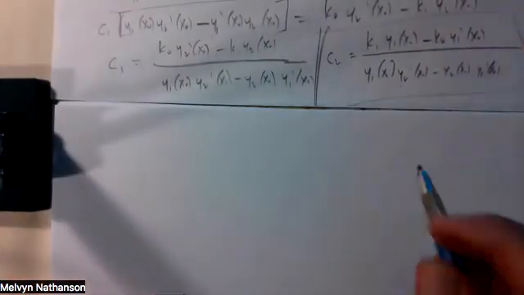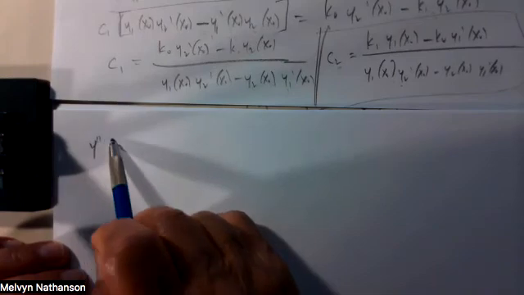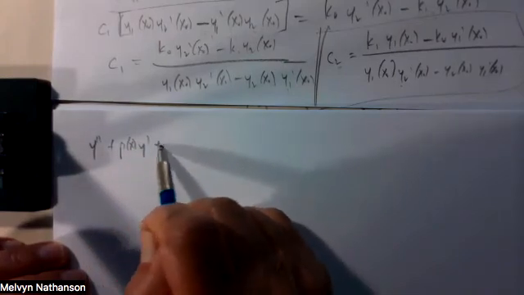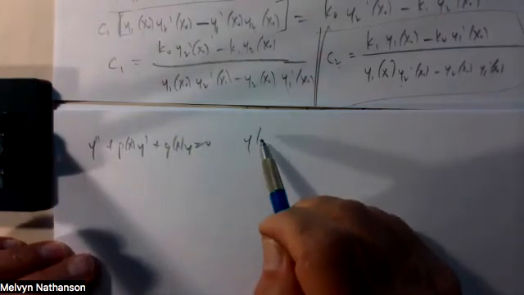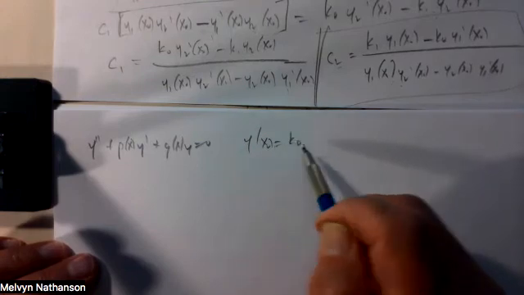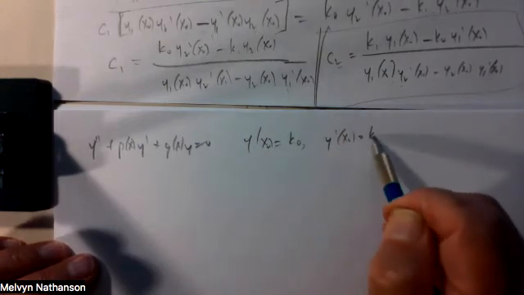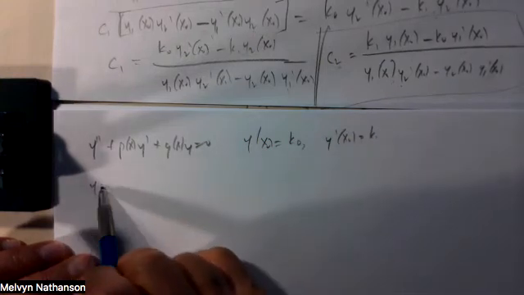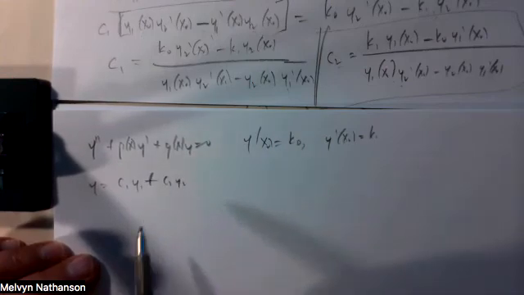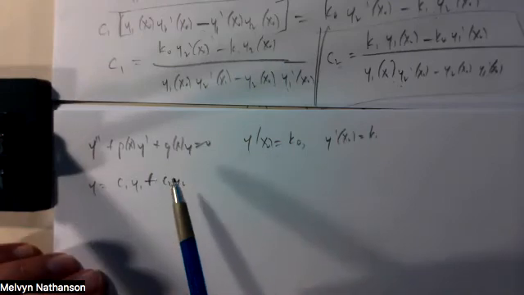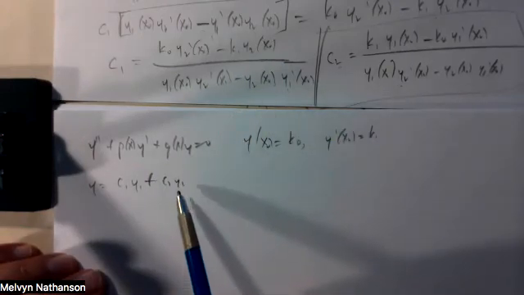So let me just keep this here in front of us. So we have y double prime plus p of x, y prime plus q of x, y equals 0. I want a solution where y of x naught equals k naught, y prime of x naught equals k1, and I want y to be some linear combination of these fundamental solutions, c1 y1 plus c2 y2. And there's a solution if this denominator is different from 0.